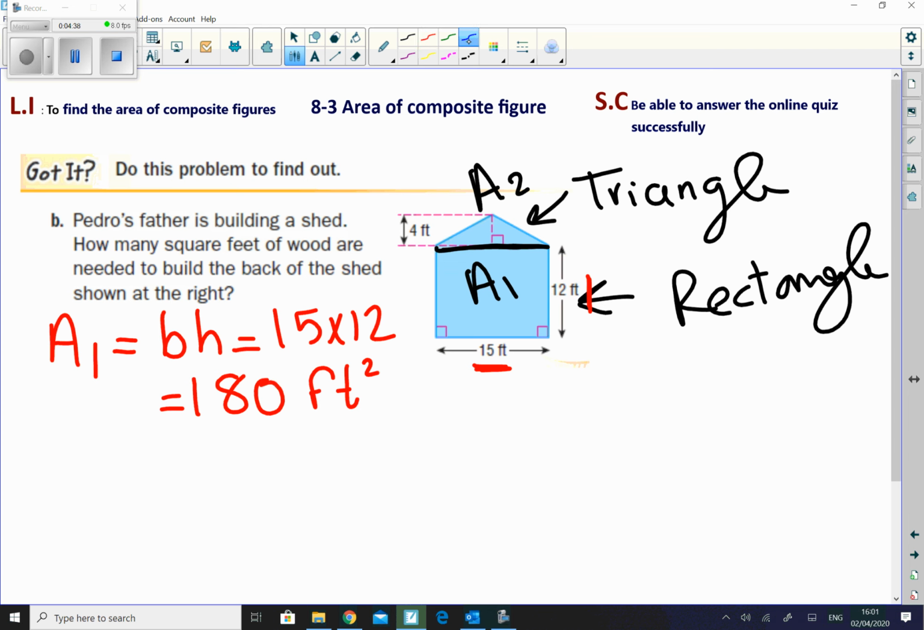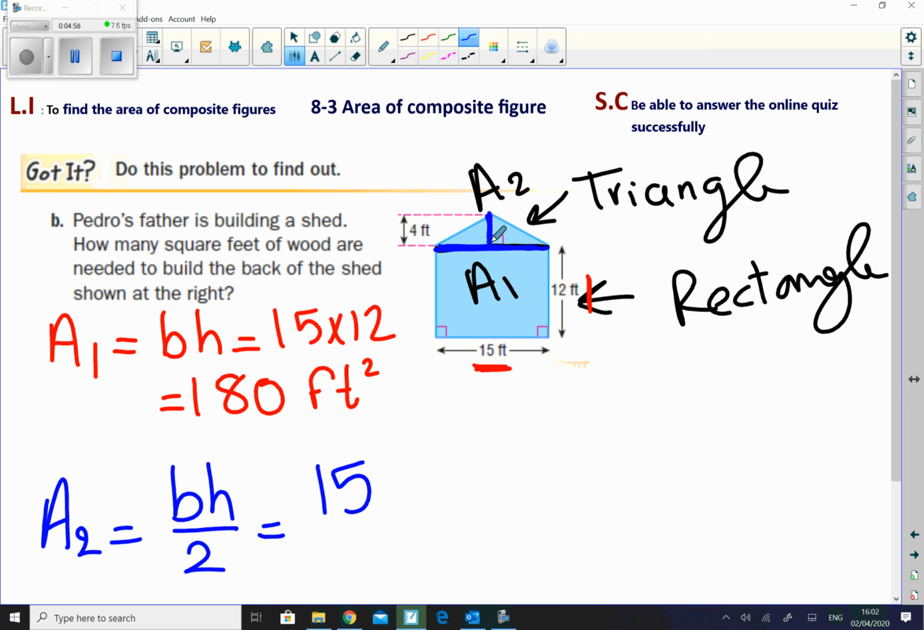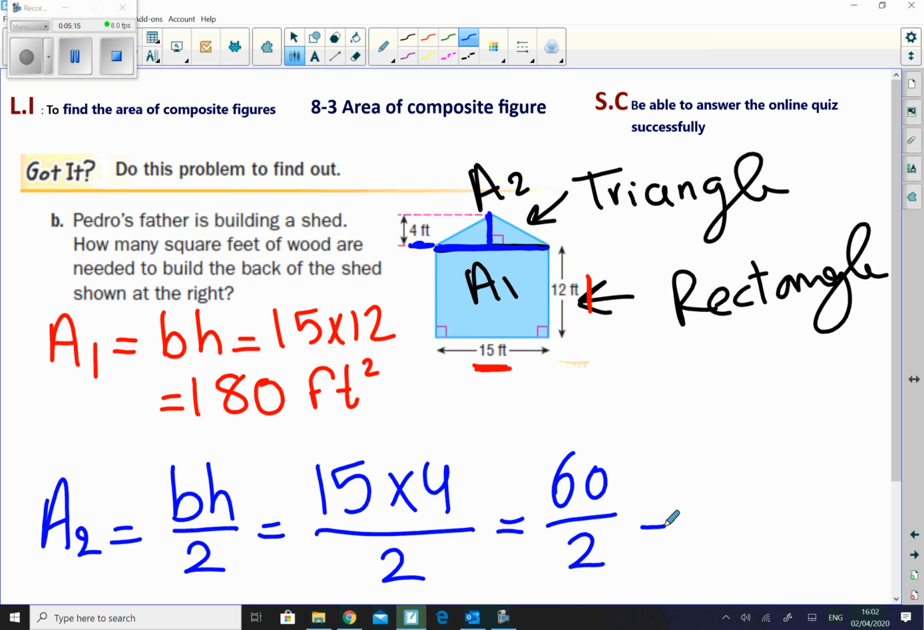I found it. Now I want to find area 2. Area 2 is a triangle. What is the rule for the triangle? The rule for the triangle is base times height divided by 2. Let's see. Where's the base? That's the base, right? Which is 15. Where's the height? That's the height, which is equal to 4. So 15 times 4, and then you divide it by 2 because it's the rule. 15 times 4 is equal to 60. So I will put 60 here, and then divide by 2, it's going to be 30 feet squared.